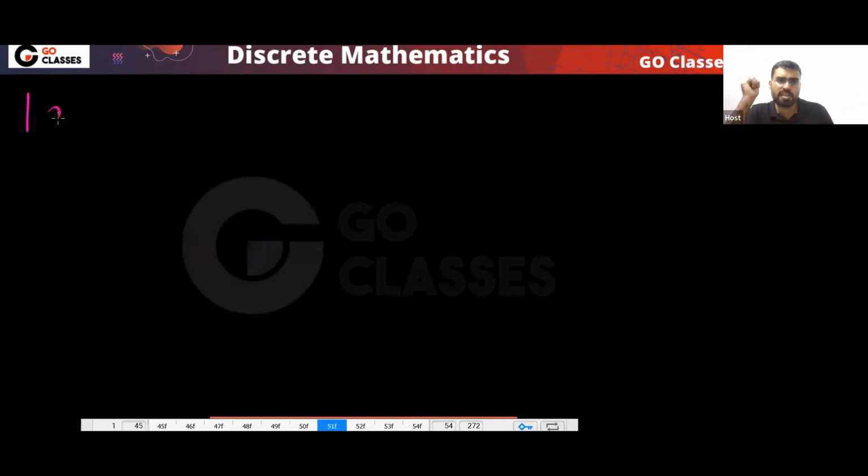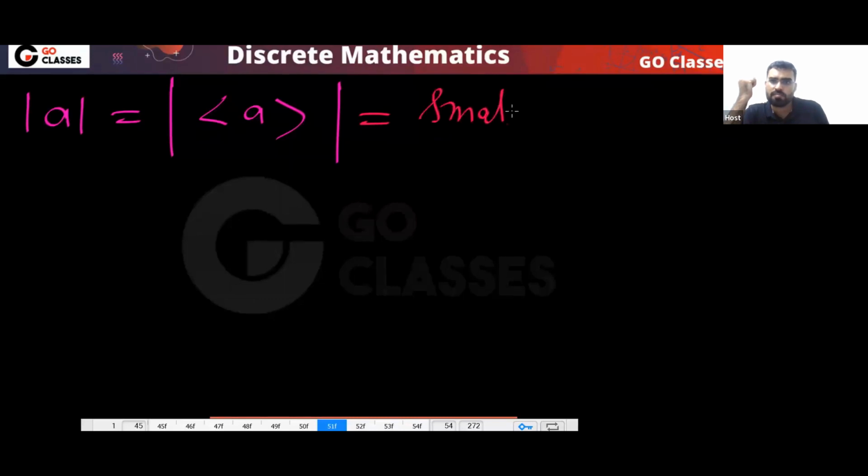So all these three things are same. So this means order of A is the same as the size of the subgroup generated by A. And this is the same as the smallest positive n such that A power n is equal to the identity element.